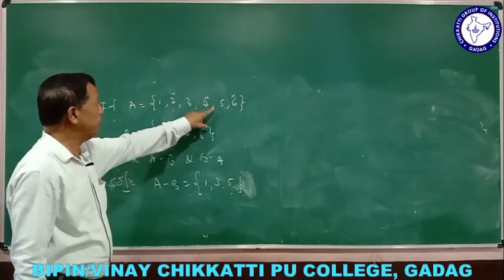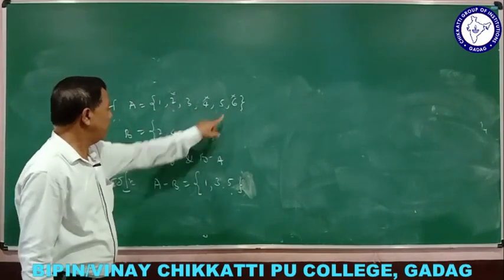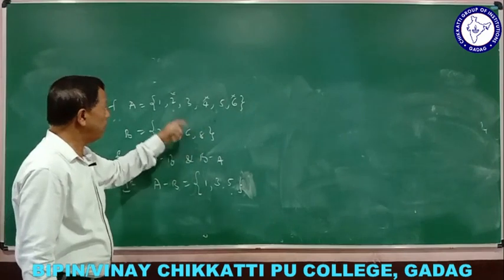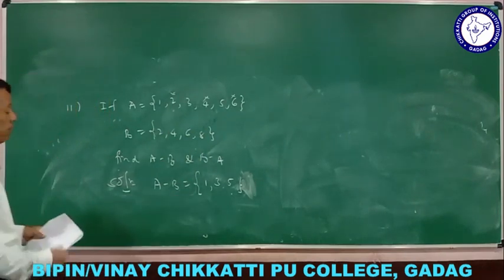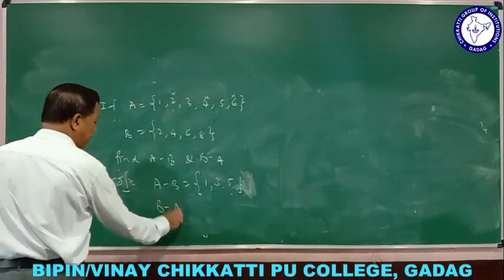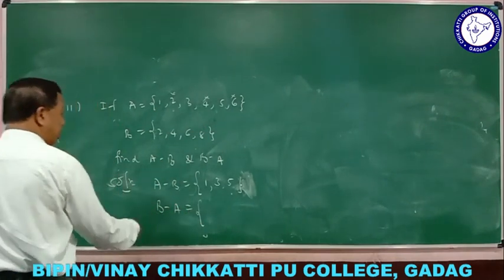And you say that 5 is here, 5 is there, and 6 here, and 6 there. So 8 is in B, not in A. So that is 1, 3, 5. Similarly, you can say B minus A. B minus A means the elements which are in B, not in A.